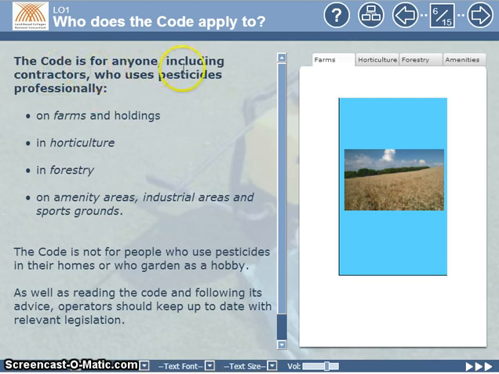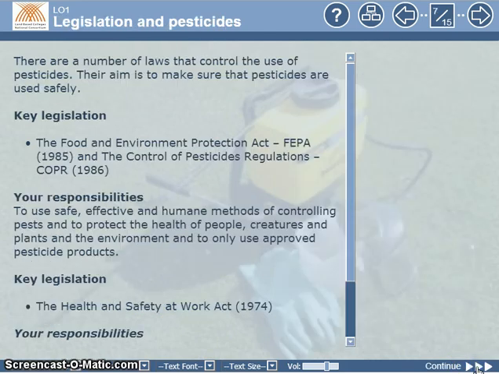The code is for anyone, including contractors, who use pesticides professionally, so on farms or holdings, in horticulture, in forestry, on amenity areas, industrial areas and sports grounds. The code is not for people who use pesticides in their homes or who garden as a hobby. As well as reading the code and following its advice, operators should keep up to date with relevant legislation. There are a number of laws that control the use of pesticides. Their aim is to make sure that pesticides are used safely.